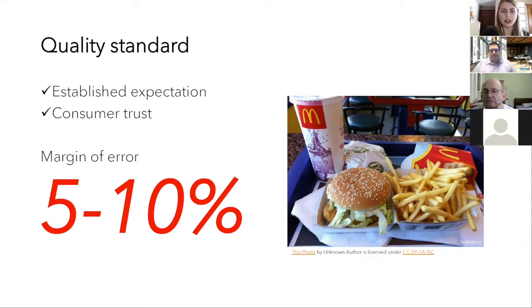So they keep a quality standard to ensure that their consumer expectations are met and to ensure that their consumer actually trusts them to provide the same quality sandwich on every visit. So that's one of the keys to the company's success. You know what you're getting when you go to order at their restaurant. It's going to be consistent, and therefore they've established a quality standard that you have developed in your mind over time. So usually the acceptable margin of error for a quality standard is between 5 to 10%.